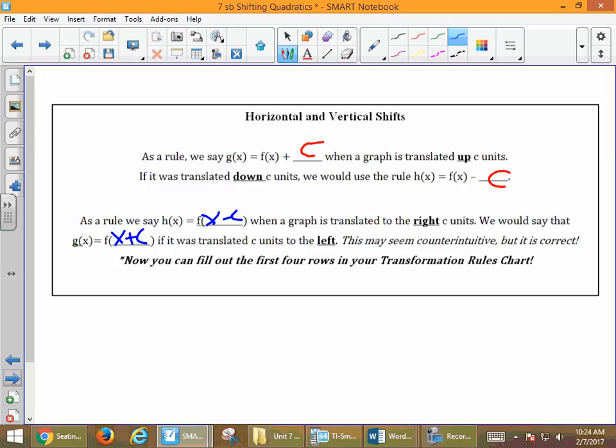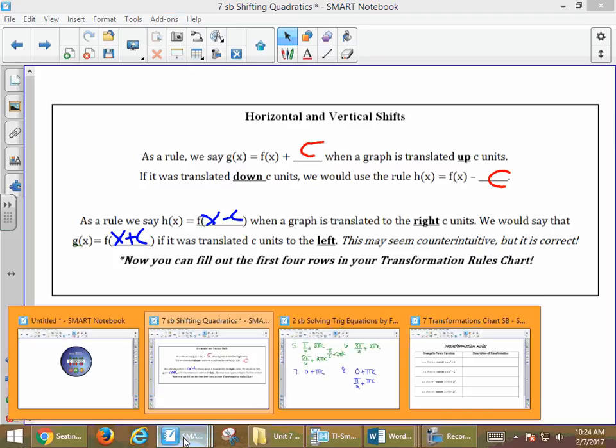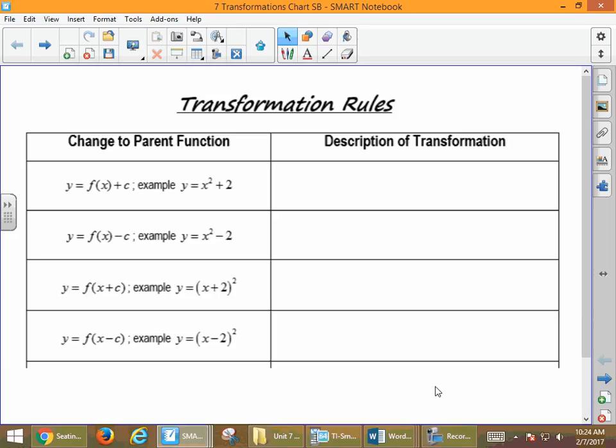And so now you should have a transformation rules chart that should look a little bit like this. And we can now fill out the first 4 columns of our transformation rules chart. So this rules chart is something that we'll constantly be coming back to throughout this unit, because we'll be learning about the different types of transformations like dilation and shifting today and reflection, like what we learned in geometry. So we're going to be learning all of these different ones for these quadratics.